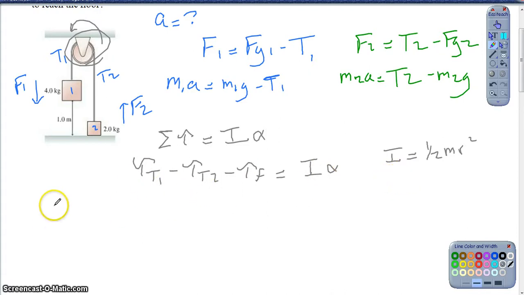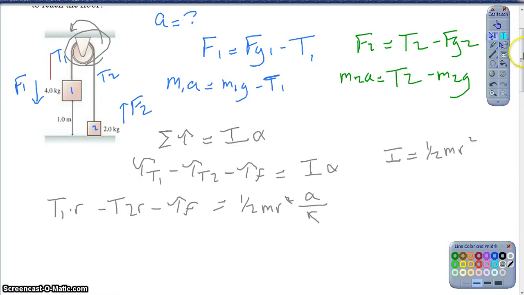Right, the torque caused by T1 would be T1 times the radius, minus T2 times the radius, the torque of T2, minus the entire frictional torque, which we know that number, so we'll plug that in just a minute. And again, breaking this up on the right-hand side over here, it'd be 1/2 mr squared, and then alpha is really the acceleration divided by r, so that can cancel out one of my radii on that side.